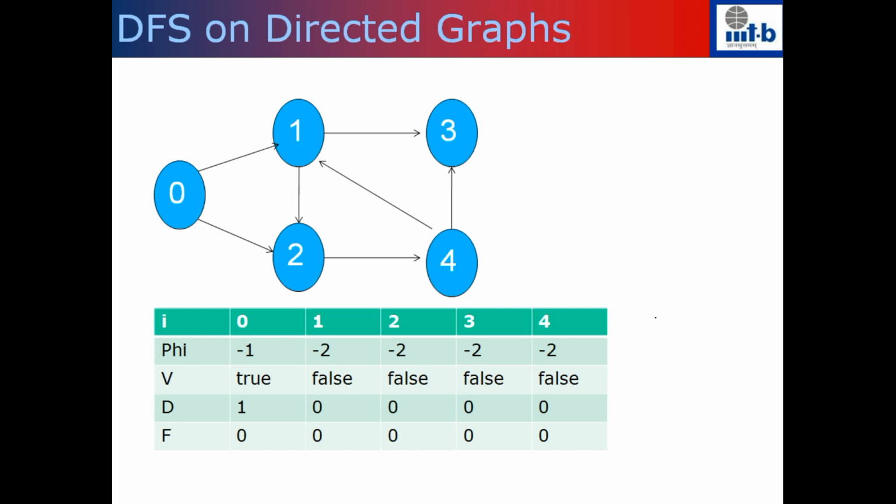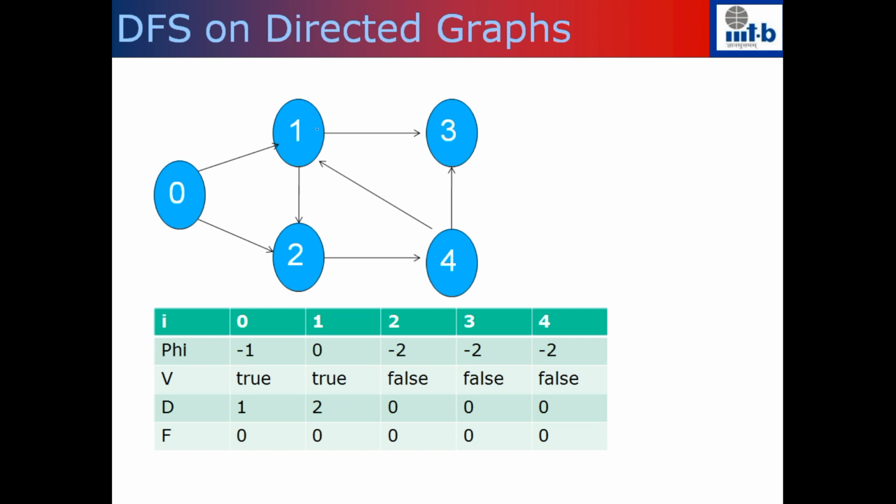Now let's say that from 0, I consider the edge 0, 1. So I call recursively the DFS from 1. When I call the DFS from 1, the pi of 1 is set as 0. When I go inside the function, v of 1 will be set to true, and d will be set as 2. Now I look at any edge which is outgoing from 1.